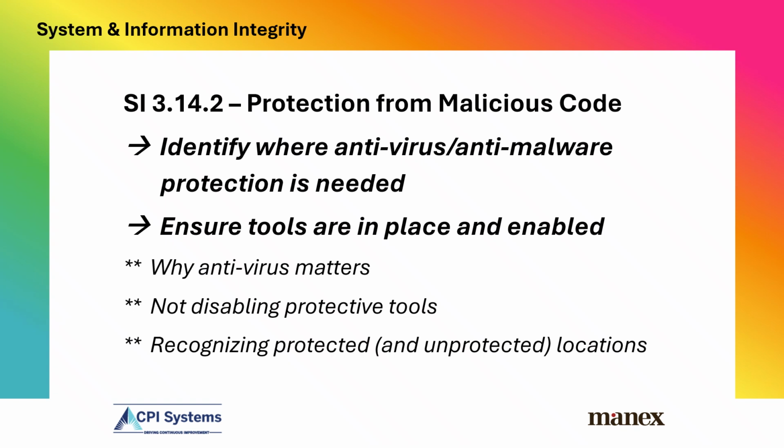As CUI system users, we need to understand why antivirus and anti-malware protections matter so much and why we don't disable those protective tools. Also need to recognize the protected and unprotected locations, devices, or networks. Malicious code hides in files, emails, and websites. Keep protective software on, and if you're unsure if a location is protected, ask.